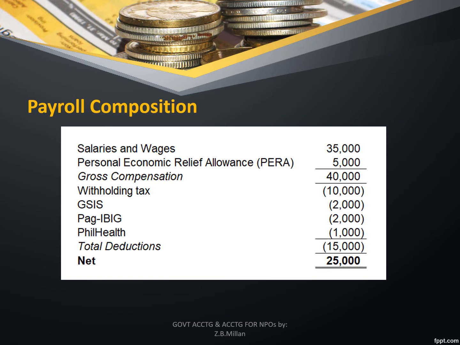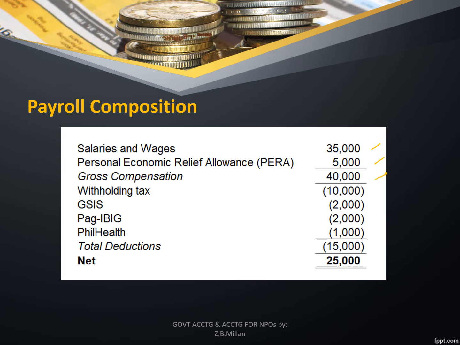So how do we record yung ating payment of expenditures natin? Or how do we record yung mga disbursement natin? So for the first expenditure natin, which is the contract of service, assuming na yung ating payroll composition is as follows: salary and wages of 35,000 and may pera na 5,000 for a total compensation of 40,000.